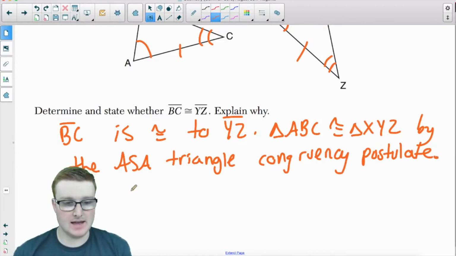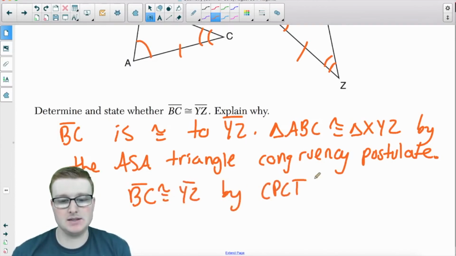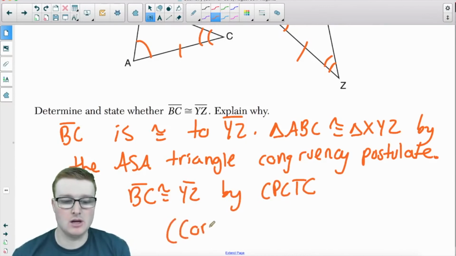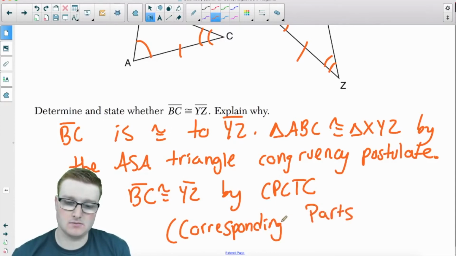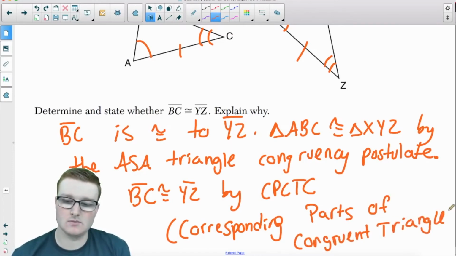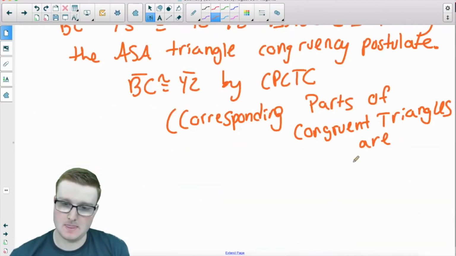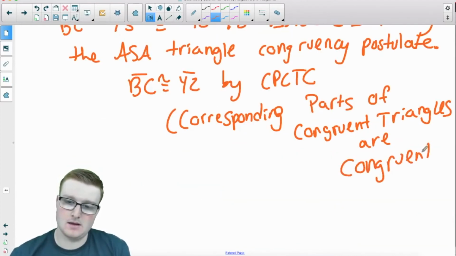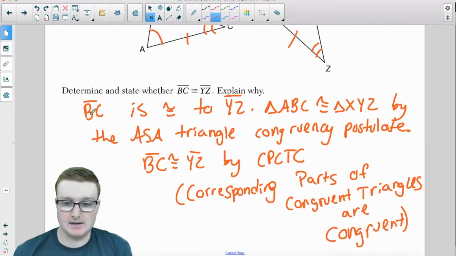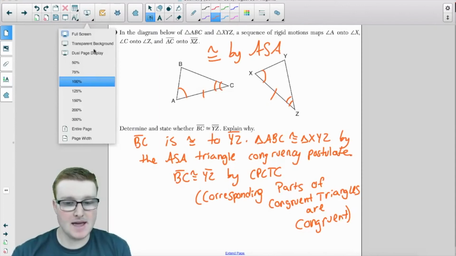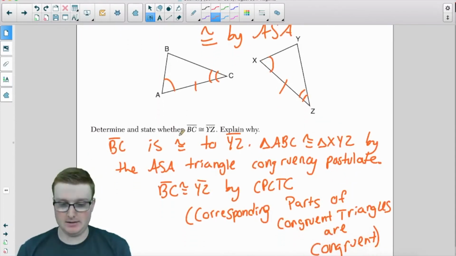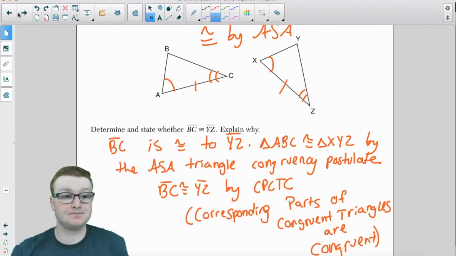Okay? Then we could say that BC is congruent to YZ by CPCTC, which again stands for, if you don't know, corresponding parts of congruent triangles are congruent. And that's how you prove that. Pretty basic question. I didn't think it was that bad. Could have been worse, but that is all you had to do for that question.